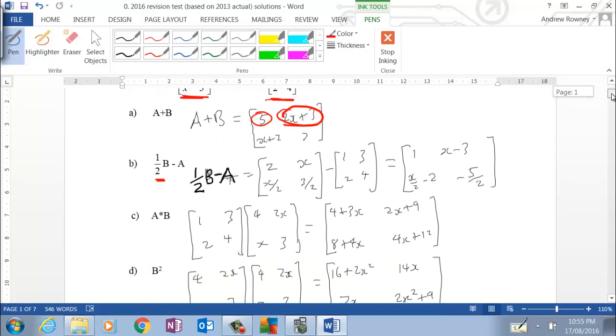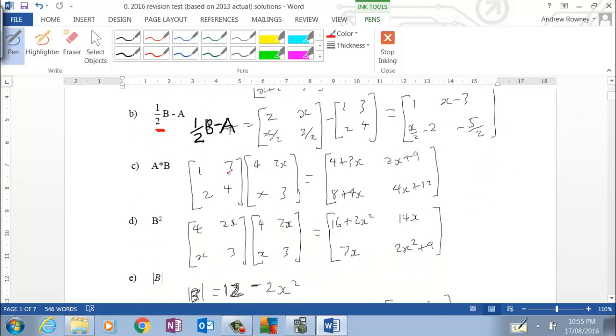When you multiply matrices, you've got to do row times column. So row 1 times column 1 will give the 1, 1 element, whereas row 1 times column 2 will give the 1, 2 element. And when we're multiplying these, you do the multiplication within elements and addition between. In other words, 1 times 4 plus 3 times x. So that gives you the multiplication.